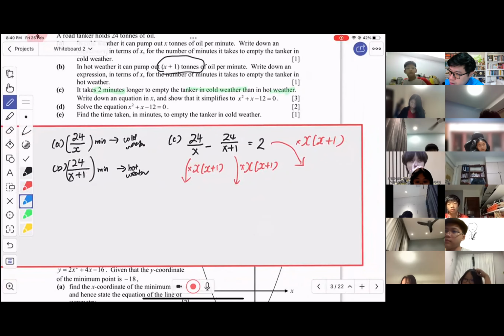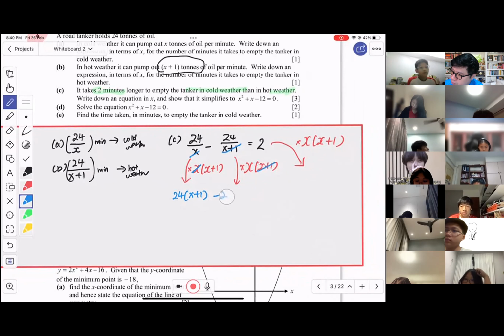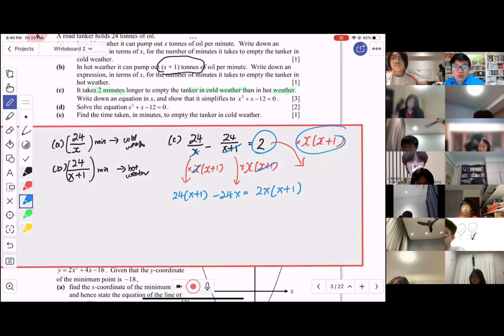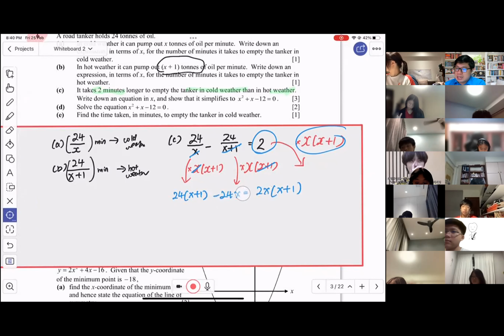Okay. So I cancel x and x. I have 24 bracket x plus 1. I cancel x plus 1, I have 24x. On the right hand side, 2 multiplied by x plus 1, 2x bracket x plus 1. Okay. So then from here, more or less, life is quite good already. It's just a quadratic equation that I can solve easily.